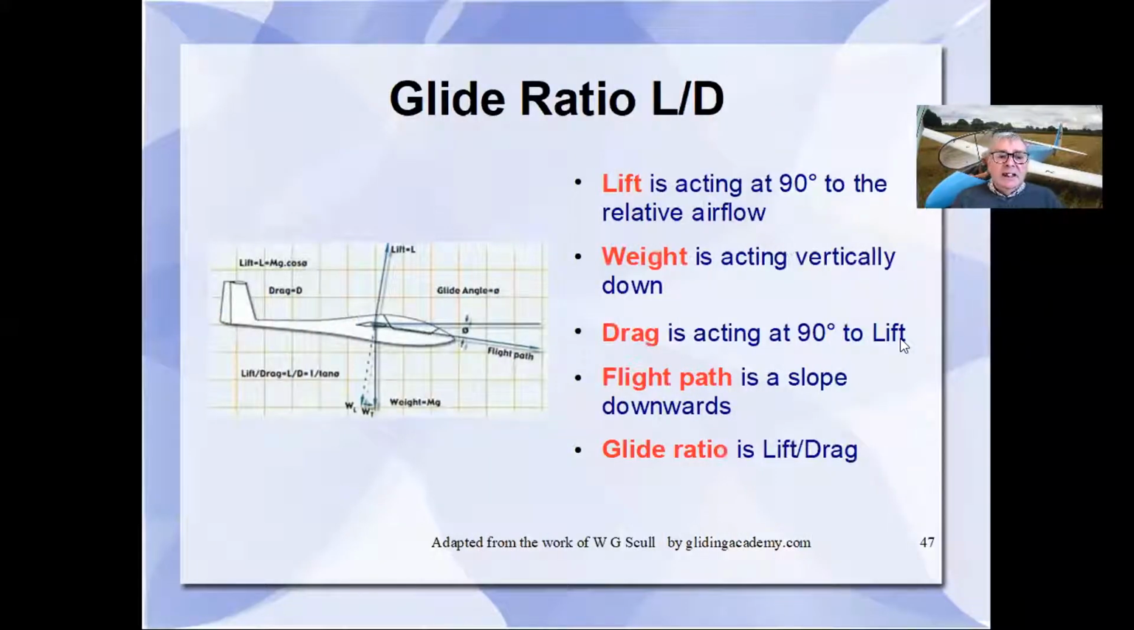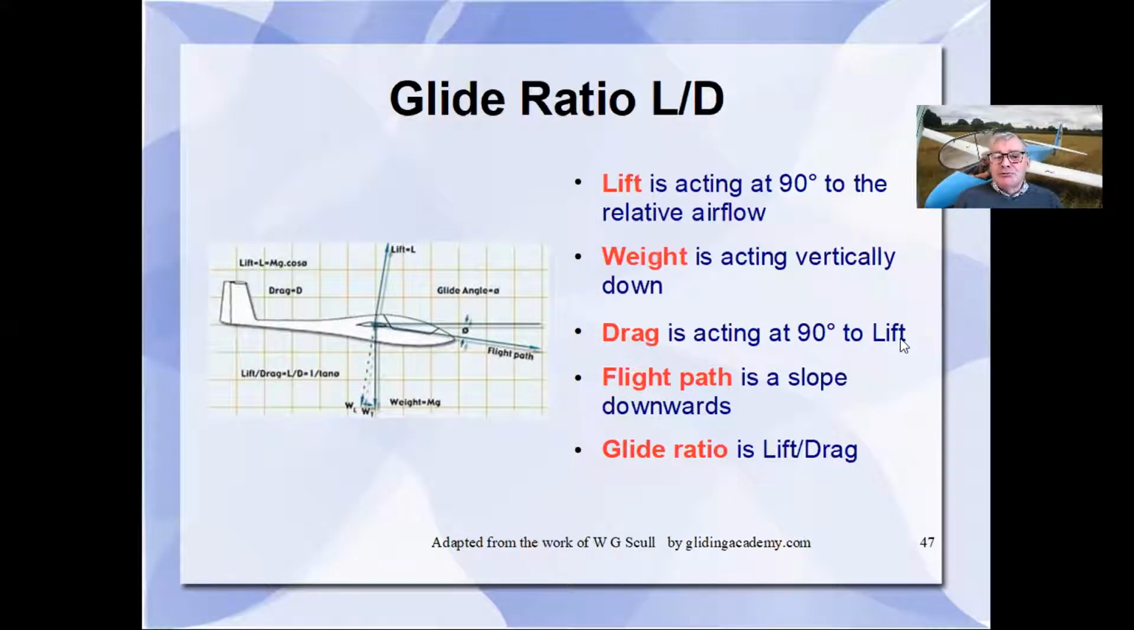And that's shown here. So we have lift acting at 90 degrees to the relative airflow, weight acting vertically down towards the center of the earth, drag acting in the opposite direction to the relative airflow and at 90 degrees to the left, and the flight path, which is the route that the glider is taking through the air, and you'll notice that that is a slight downward slope.